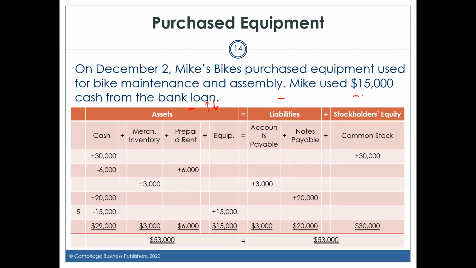Liabilities aren't affected. Owner's equity isn't affected. Cash and equipment are both assets. So the accounting equation stays in balance. Still 53,000 on the left, 53,000 on the right.